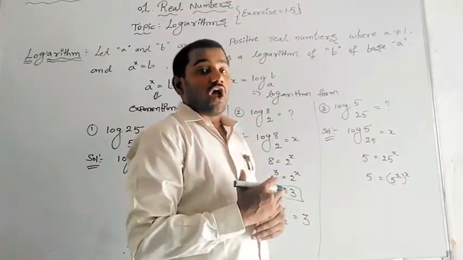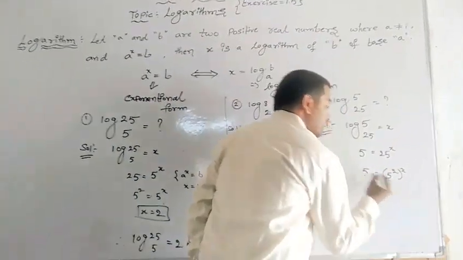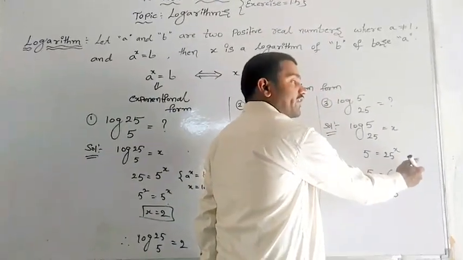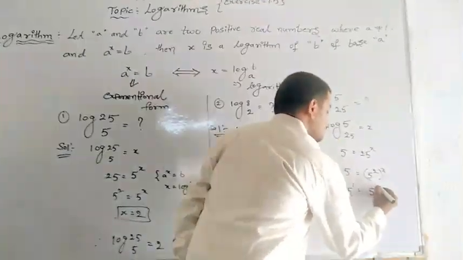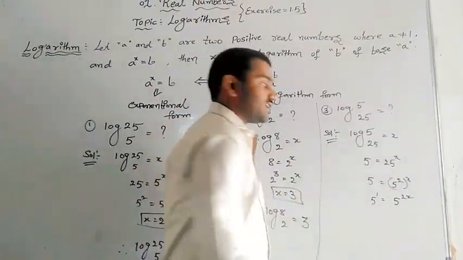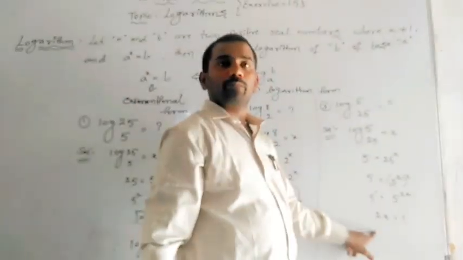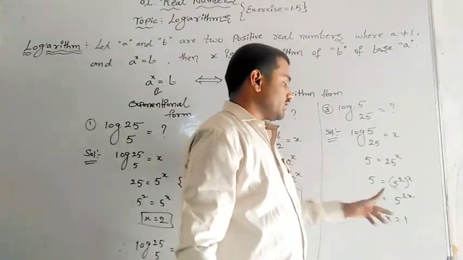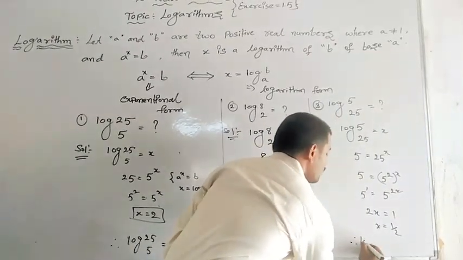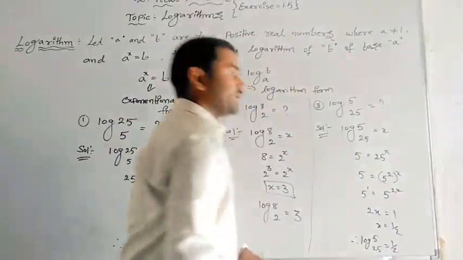By using the laws of exponents, we can write 5 to the power of 1 here. a to the power of m, whole to the power of n, equals a to the power of mn, that is 5 to the power of 2x. Here the bases are equal, so the exponents are equal. So 2x equals 1, and x equals 1 by 2. Therefore, log 5 base 25 equals 1 by 2.